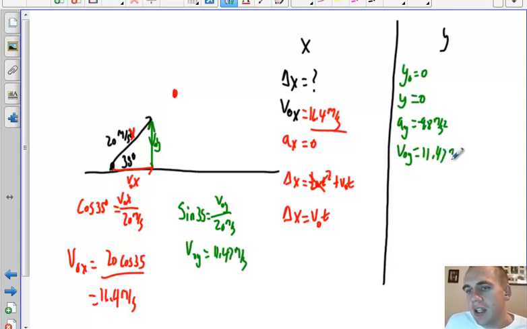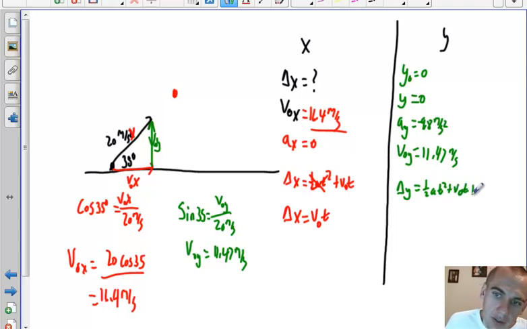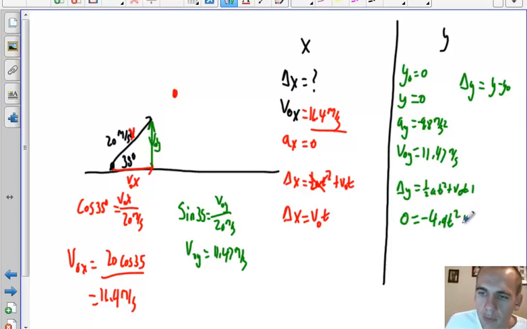Now I can figure out how long this thing has been in the air. Remember, I have the same equation, delta y equals 1/2 a t squared plus v naught t. This is delta y, so I don't have anything else over there. But remember, delta y is just final minus initial, y minus y naught. So really, it's the change in vertical position, even though it goes up and comes back down, since it starts and ends at the same spot. 0 is just 0. So I have 0 equals negative half of 9.8, which is 4.9, t squared plus 11.47 t.